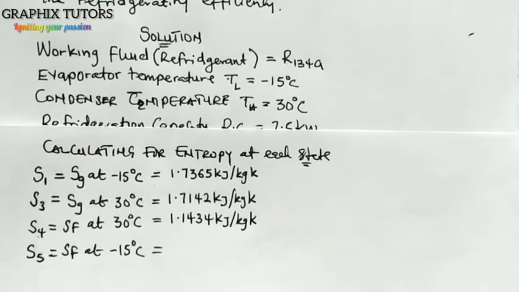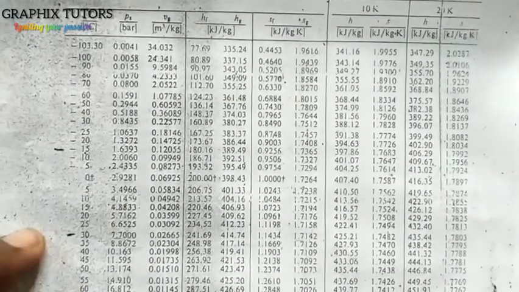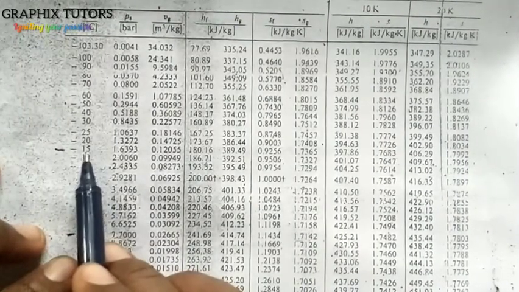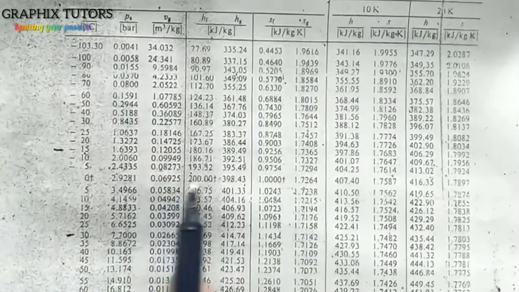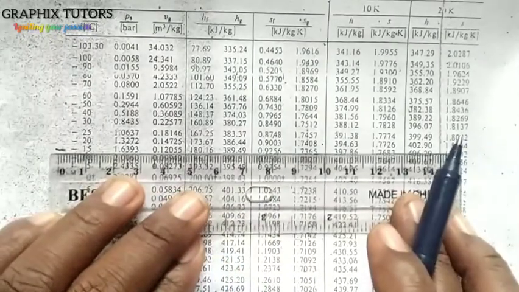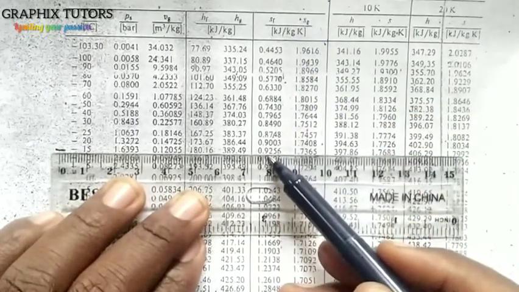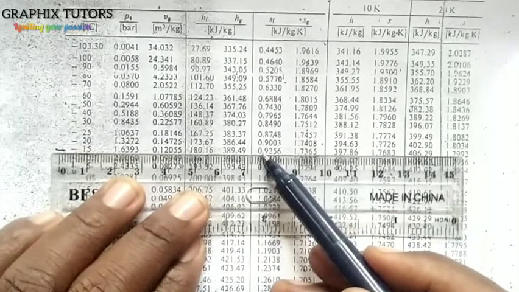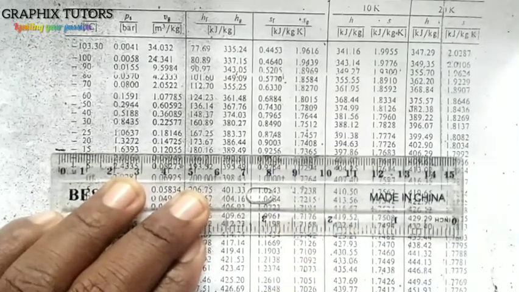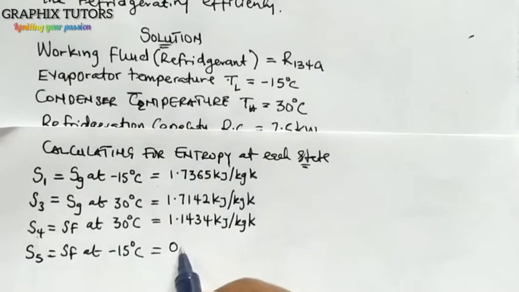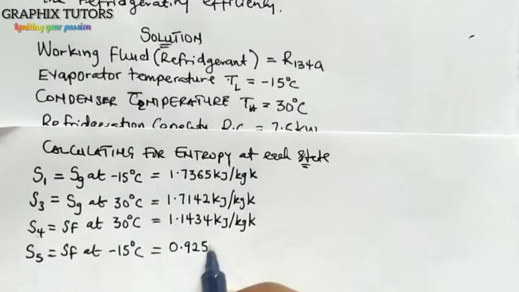Now the same thing you apply to SF at minus 15 also. Now this is minus 15, and you trace it with your meter rule the way I was showing you. We have SF at minus 15. So this is my SF here. I'll go to minus 15, and that is what? 0.9256 kilojoule per what? Kilogram Kelvin. So I've calculated all the values for that.